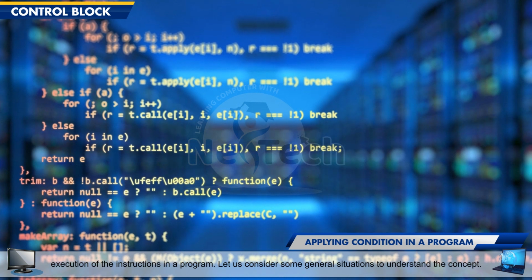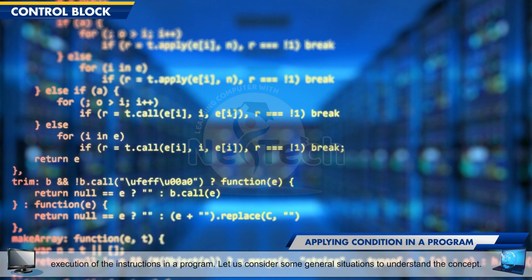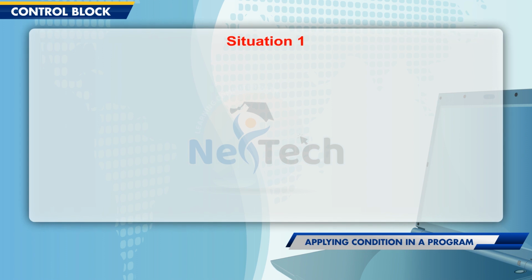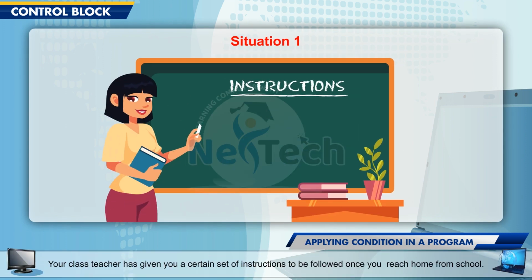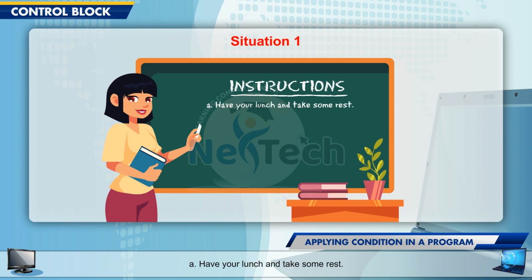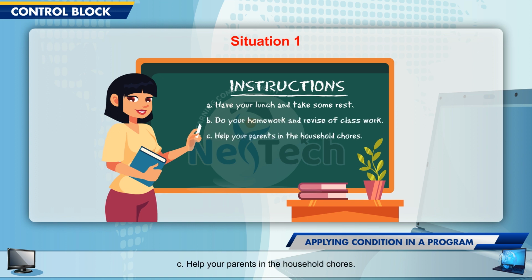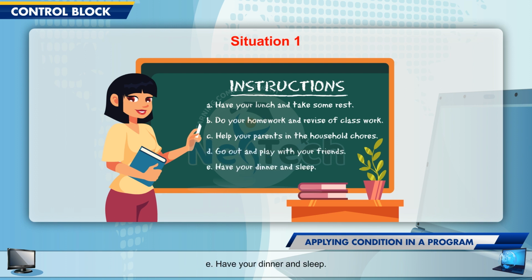Let us consider some general situations to understand the concept. Situation 1. Your class teacher has given you a certain set of instructions to be followed once you reach home from school. Have your lunch and take some rest. Do your homework and revise classwork. Help your parents in the household chores. Go out and play with your friends. Have your dinner and sleep.